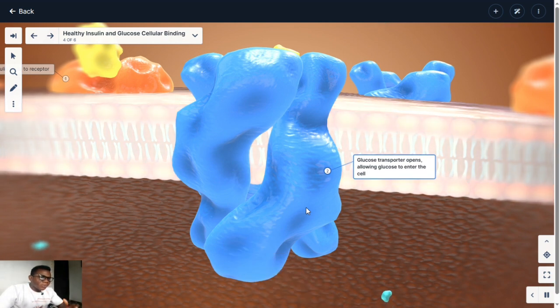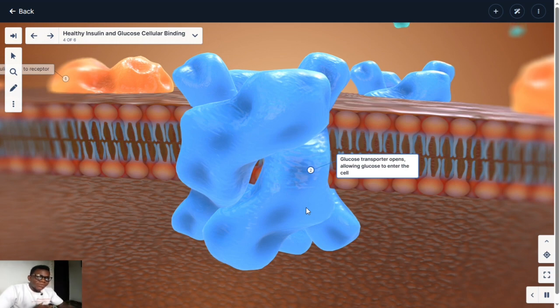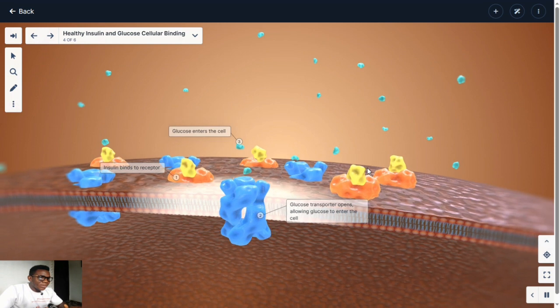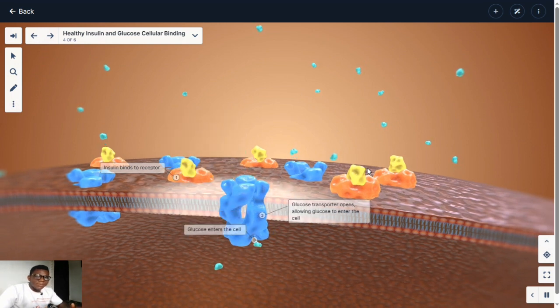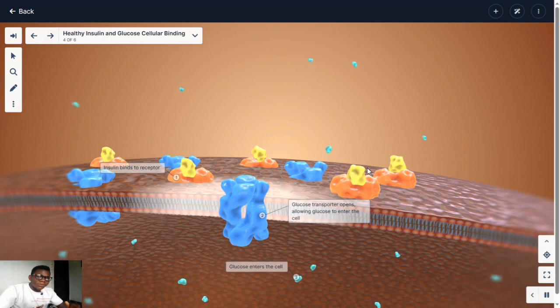So in order for glucose to enter a cell, insulin has to bind to a receptor, which in turn will cause glucose transporters or channels to open so that glucose can now enter into a cell. Now this is the process that occurs in the body of a normal person. Once again, let's see how this process is altered in the body of someone with type 1 diabetes.